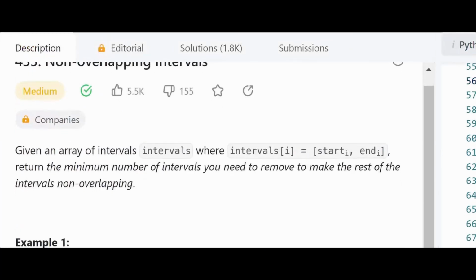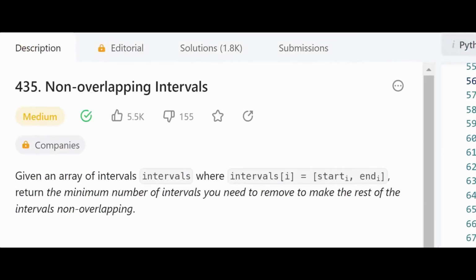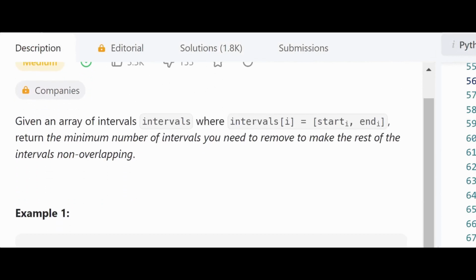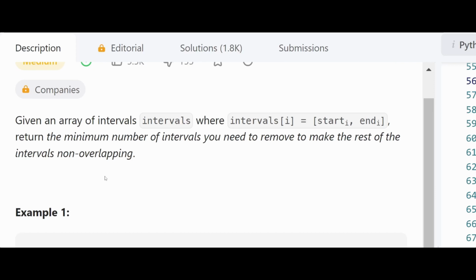Hey everyone, in today's video, we're going to be talking about the problem non-overlapping intervals on Leetcode. So the question says, given an array of intervals where intervals[i] is equal to [start_i, end_i], return the minimum number of intervals you need to remove to make the rest of the intervals non-overlapping.